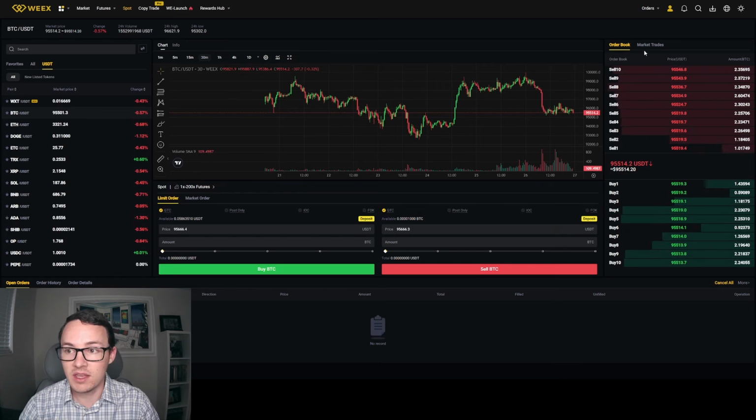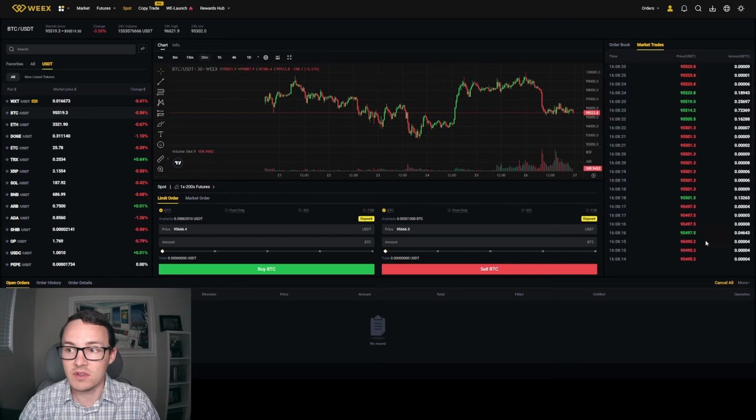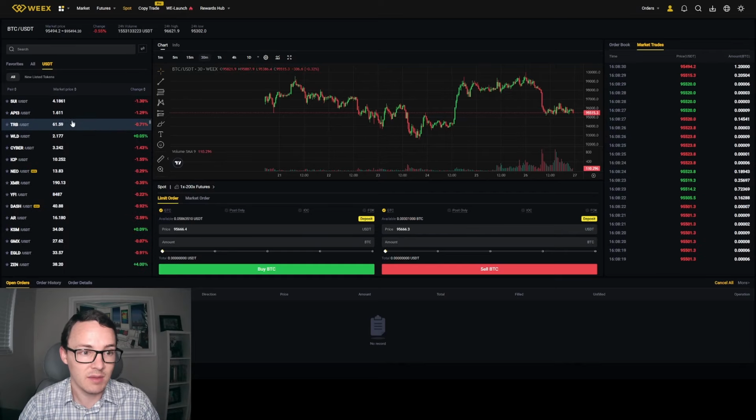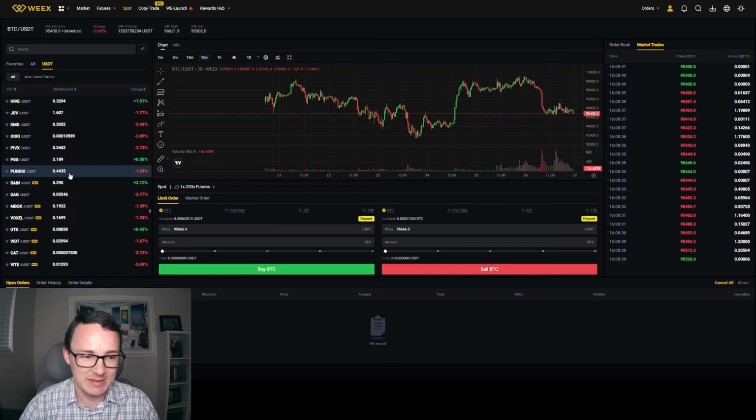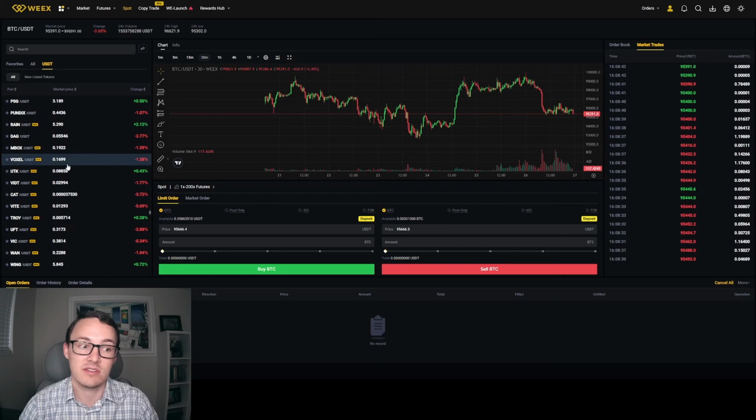We can see the order book here. We've got market trades, kind of what's coming through on the market. We also have a whole bunch of different coins you can see. Still scrolling. They've got hundreds of different options here for different trading pairs. So basically, if there's something you want to trade, they probably have it. As you can see, still scrolling while I'm doing all this talking, and we're only about 3/4 of the way through. So lots of different options here if you are looking to do spot trading.